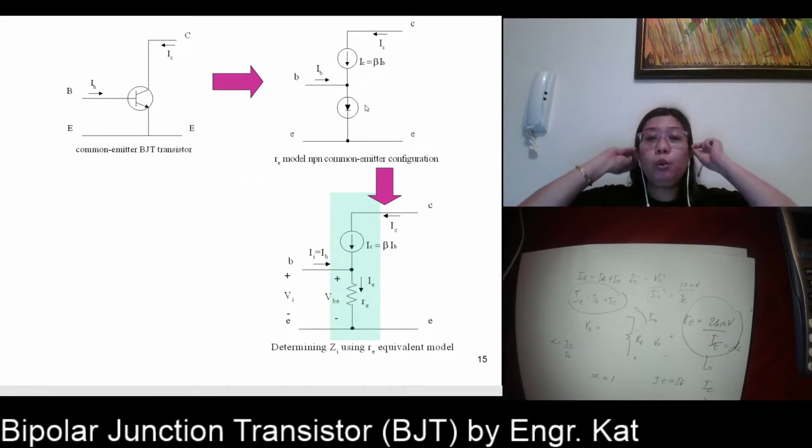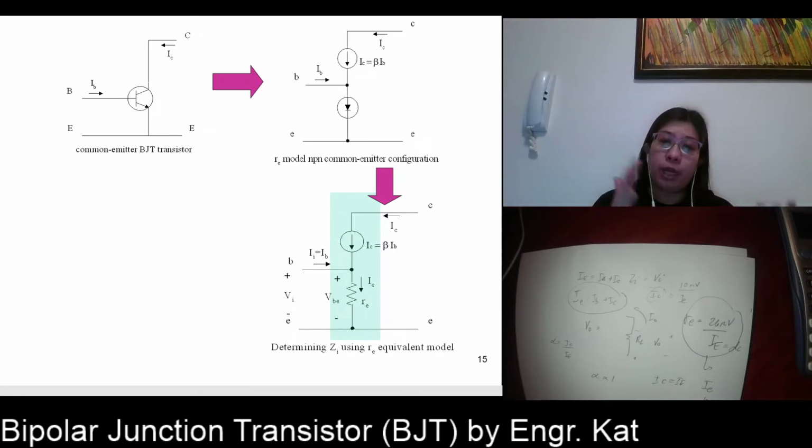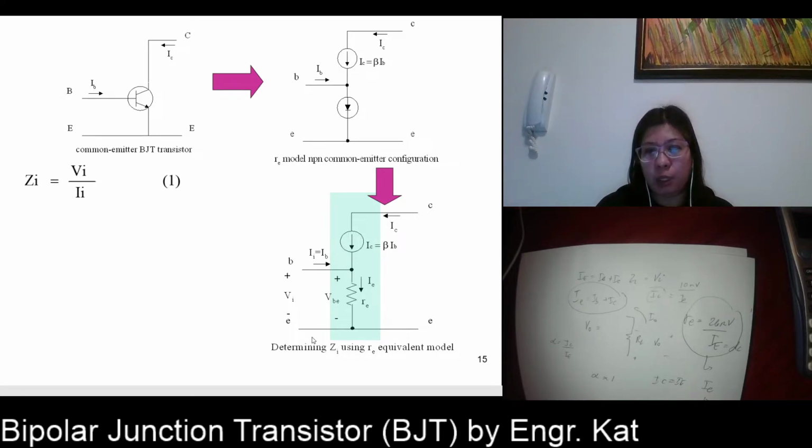So if we are going to separate your input and your output side, we are trying to determine your Zi using the re equivalent model now. Your input impedance is equivalent to Vi divided by your input current. What is our Vi? Your Vi is VBE, the voltage across your re, which is in parallel with your Vi here, while your input current is your base current. The input current for a common emitter configuration is your base current.